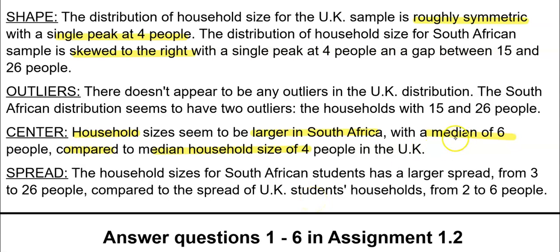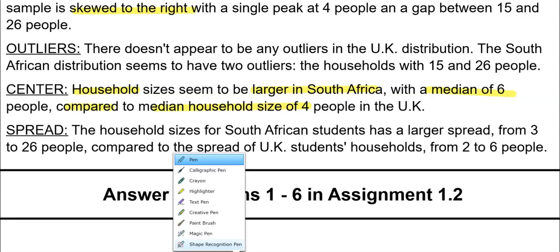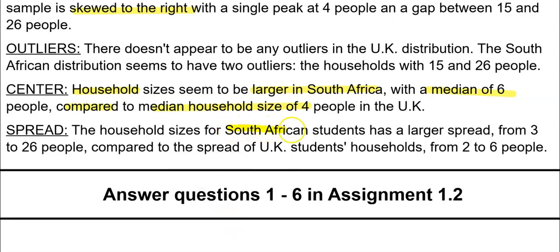So our spread: there's my comparison word. South African households have a larger spread, from 3 to 26 people, compared to the UK households, which is 2 to 6. So not only did they describe each one using SOCS, they did comparisons for center and spread. Compare center and spread.